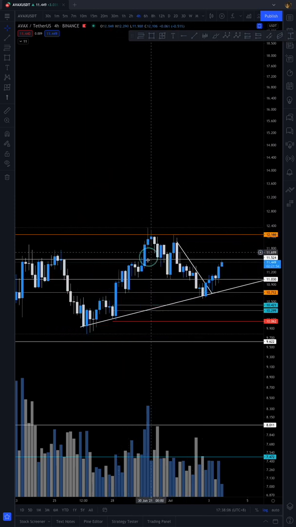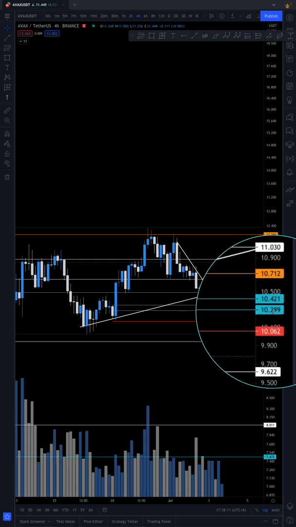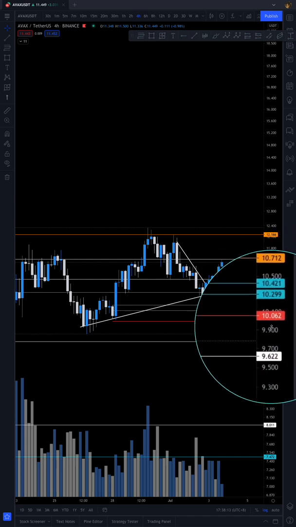This massive move upwards was preceded by this bullish order block. So this is going to be the two levels that you're going to want to buy AVAX at. This is going to be your stop loss.